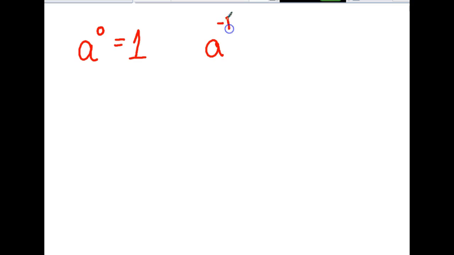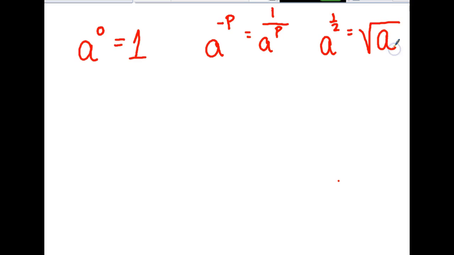Any number raised to a negative power is a reciprocal. If it has a negative power, that's the same thing as having a positive power in the denominator. And also it appeared in my previous class, forgot this one. Any number to the 1/2 power is the same as a square root.